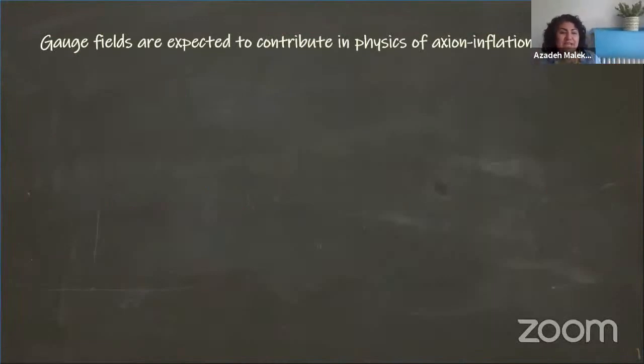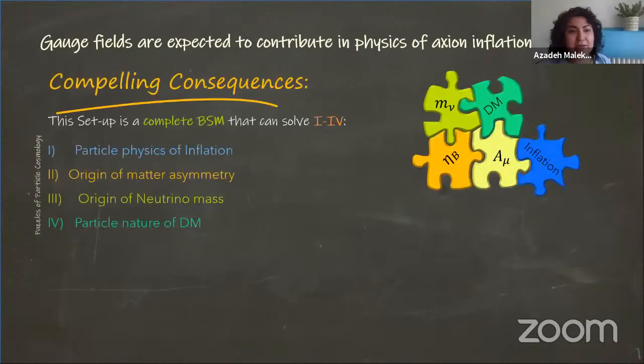So to conclude, gauge fields are expected to contribute in the physics of inflation. As a compelling consequence, this setup can be a complete beyond the standard model that can solve these issues that we discussed before: the particle physics of inflation, the origin of the matter asymmetry, the origin of the neutrino mass, because the left-right symmetric model naturally has a seesaw mechanism inside it.